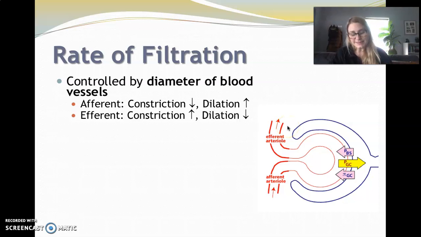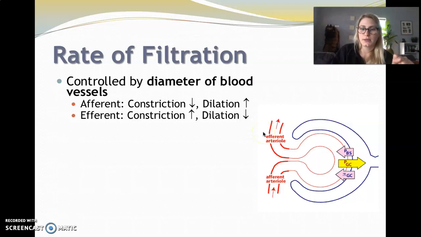So these two arterioles are controlled by either vasodilation and vasoconstriction. If we are constricting blood flow, that is going to increase the pressure because it's now in a smaller space. Whereas if we dilate it, it's going to decrease the pressure. So this is showing vasoconstriction, it's dropping, it's getting smaller, vasodilation, it's increasing. Whereas the efferent, the constriction is going to increase that pressure and the dilation is going to decrease it. So why does that happen?